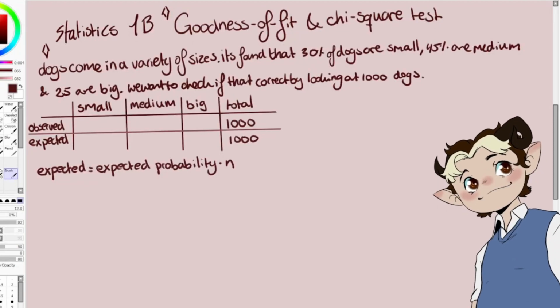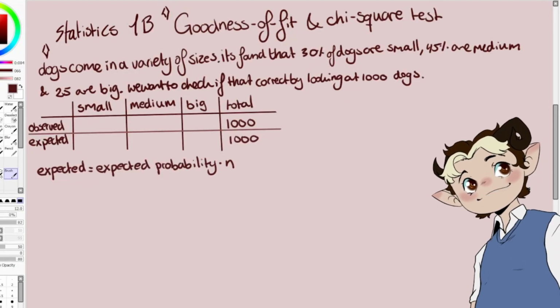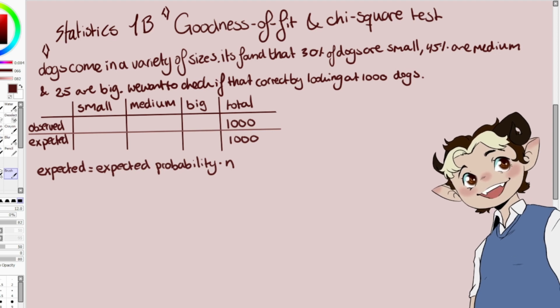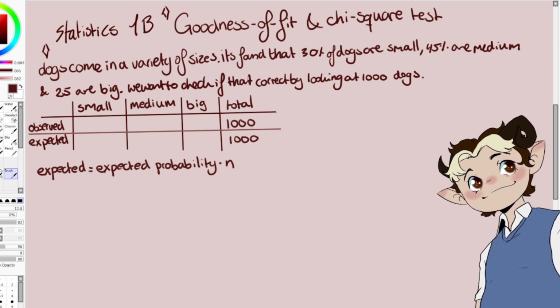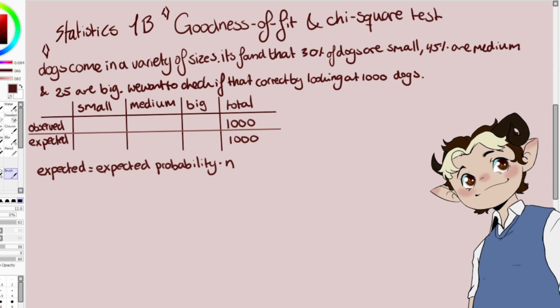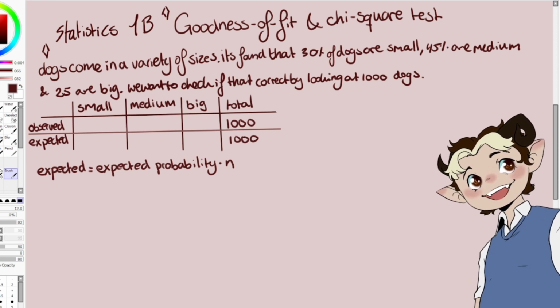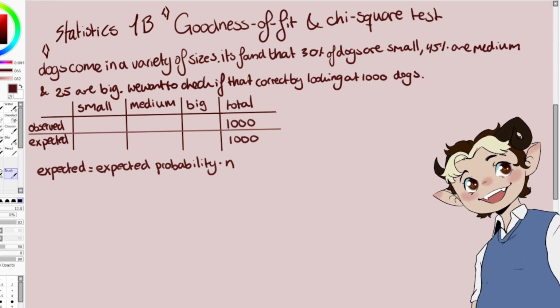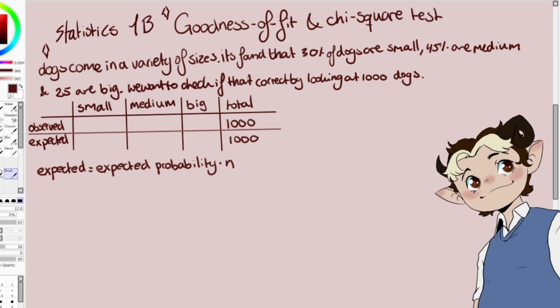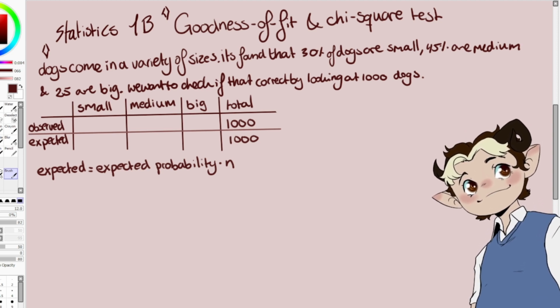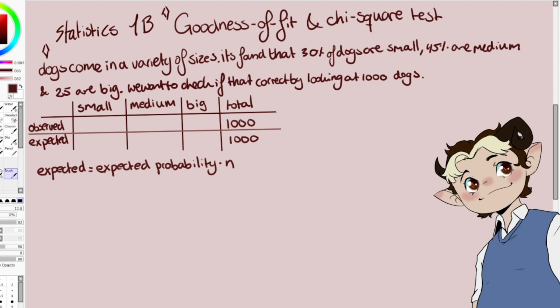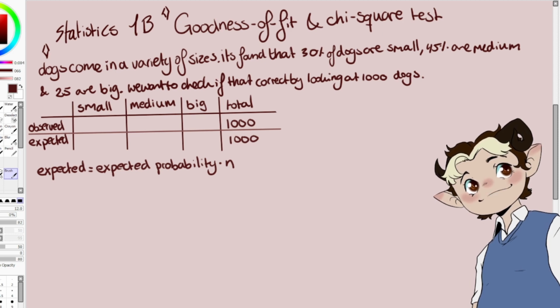Alright, so I wrote down an example. Dogs come in all sizes, and it's found that 30% of dogs are small, 45% are medium, and 25% are big. We want to check if this is correct by looking at 1,000 dogs. I figured if we're going to talk about goodness of fit, we might as well talk about the goodness of boys. So we now have this table. How do we fill this in?